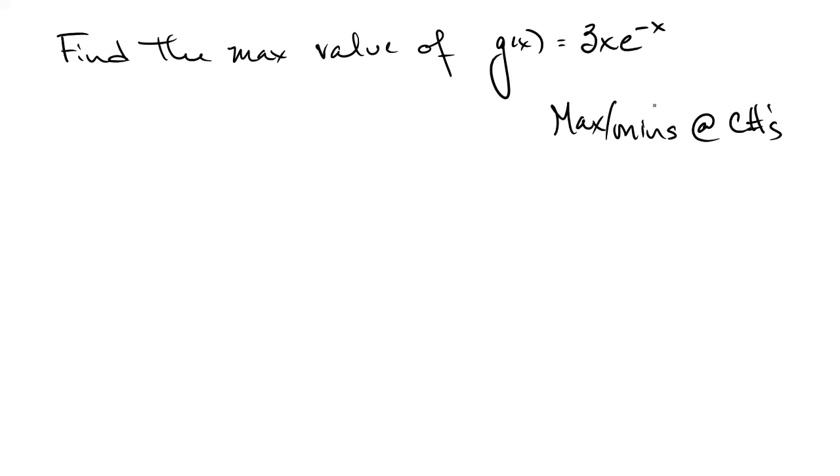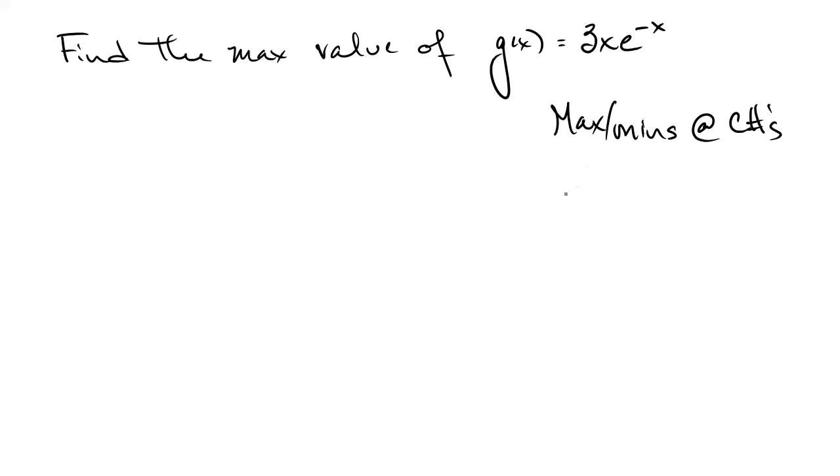When we look at the domain of this, 3x e to the negative x, we know that x doesn't cause any problems. And e to the negative x, which is 1 over e to the x, well, e to the x will never equal 0. So e to the negative x will never equal 0. We won't have issues there.